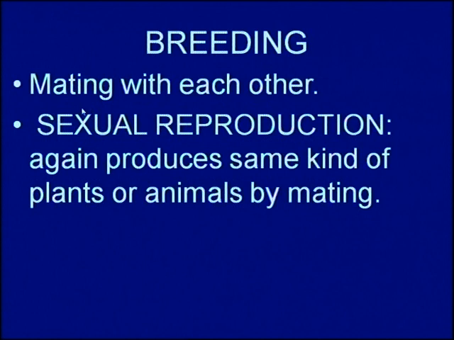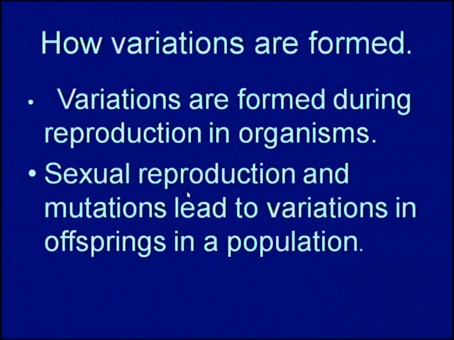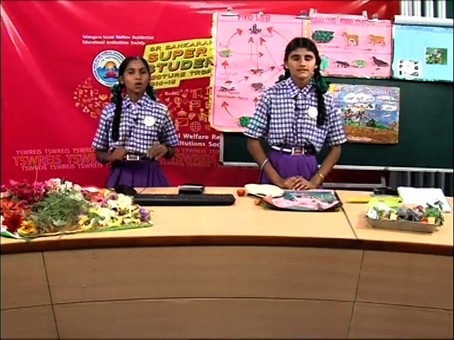And okay, friends, do you know how these variations are formed? These variations are formed during reproduction in organisms. Sexual reproduction and mutations lead to variations in offspring in a population.